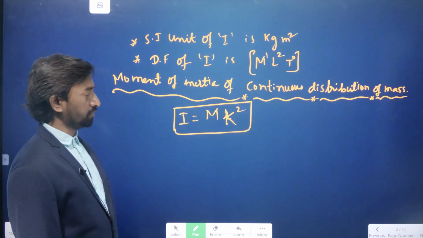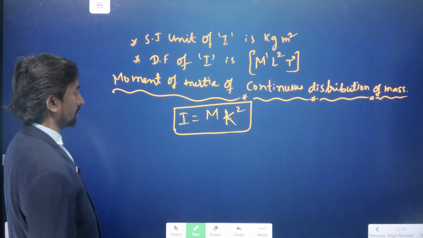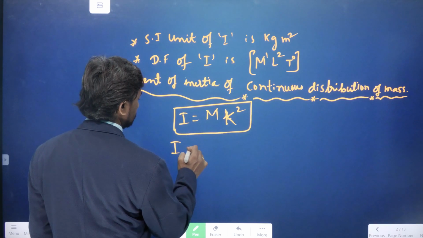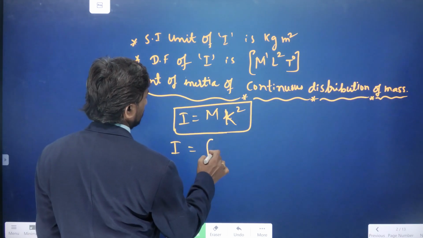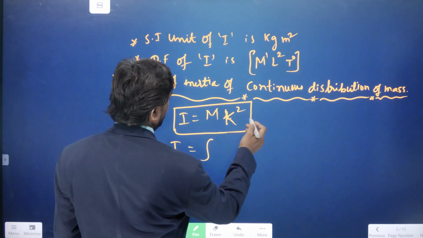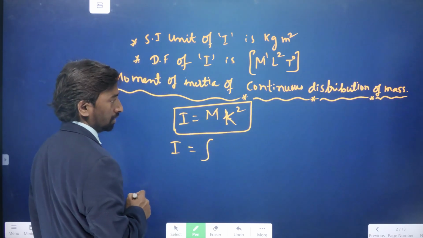So if the mass distribution is different, then the moment of inertia can be written as I is equal to the integral of, here we can write, instead of this small body, the whole mass of the body we have considered.